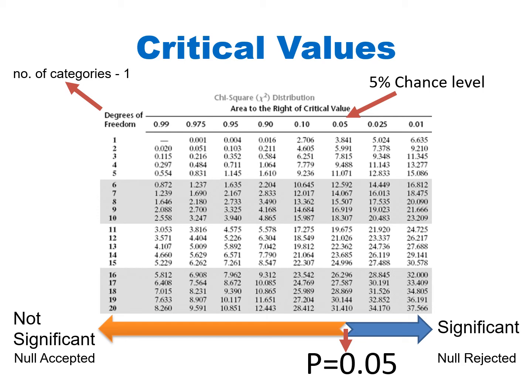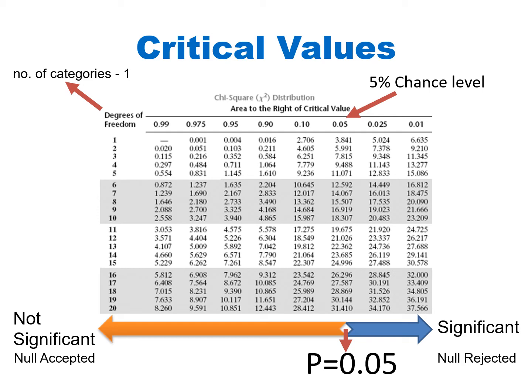The second column we need to focus on is the 5% probability level, where P is 0.05. What we have to do when we get our chi-squared value is determine if we fall on the right of the 0.05 value or on the left of the 0.05 value.